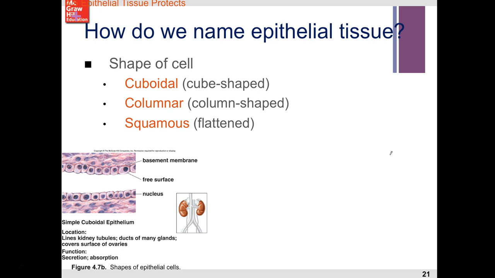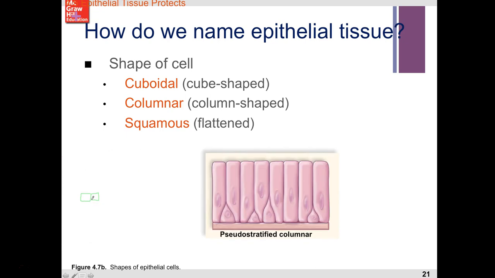The second word will usually be the shape of the cell. So first we have cuboidal, meaning cube-shaped. So if you look at this image here, you could see that these cells are square-shaped, cube-shaped, so we call it cuboidal. Next we have columnar.